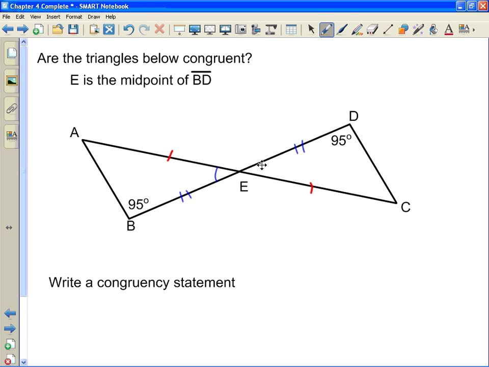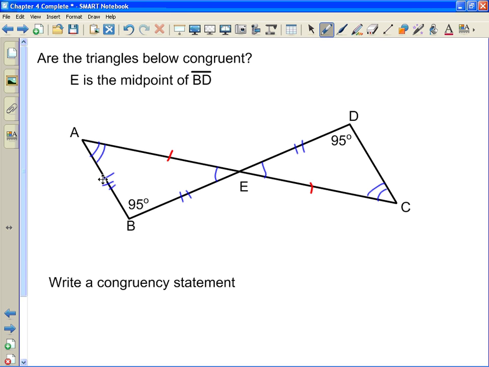I also have some vertical angles here. These vertical angles, that's one set of angles, and then 95 and 95, that's two sets of angles. So by the third angles theorem, I would know that these are congruent. So I've got all three angles congruent to the other three angles. I've got two sides congruent to two sides. I do not have the last side, and there's no third sides theorem. So right now, I would not know that these are congruent triangles.